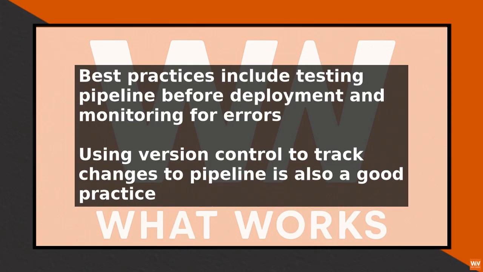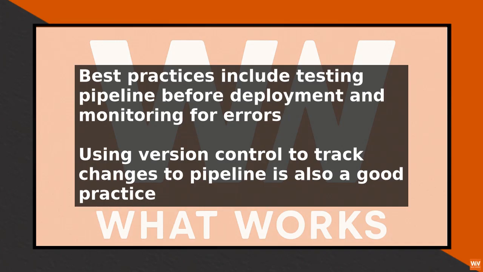Best practices for creating and triggering pipelines in Azure Synapse include testing your pipeline before deploying it to production, monitoring your pipeline for errors and performance issues, and using version control to track changes to your pipeline.